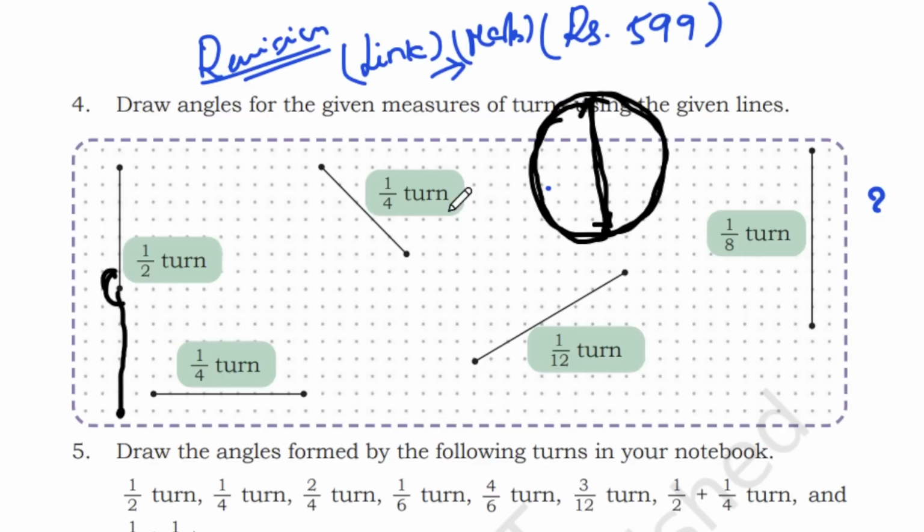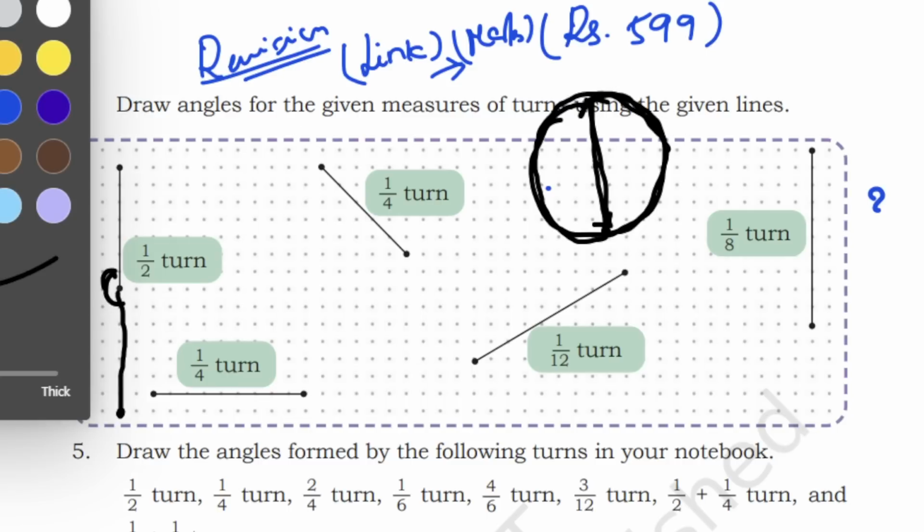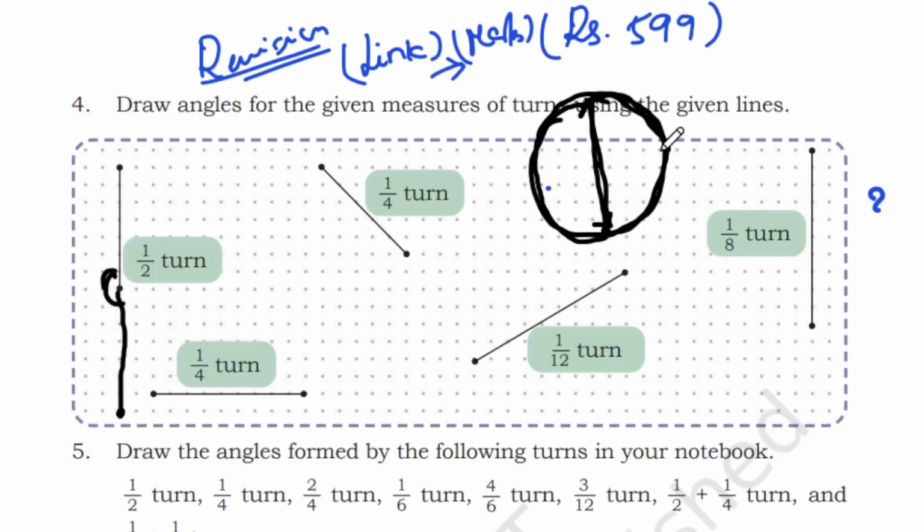And next is a 1/4 turn. If we do 1/4, we'll be ending up here. Let me do it in a different color. So we'll be ending up here. This makes a right angle, so we can draw a right angle. So this is a straight angle, and this is a right angle.